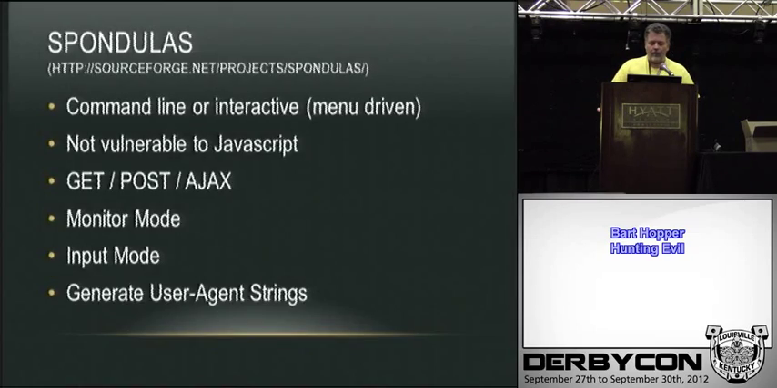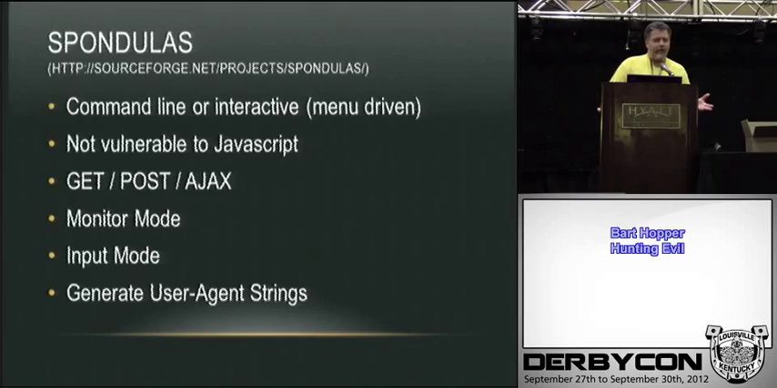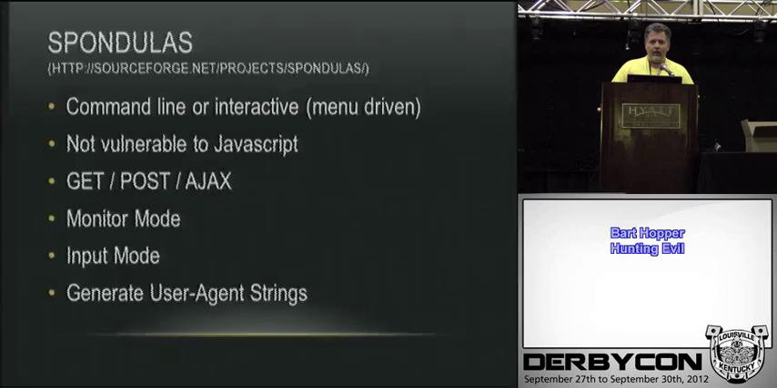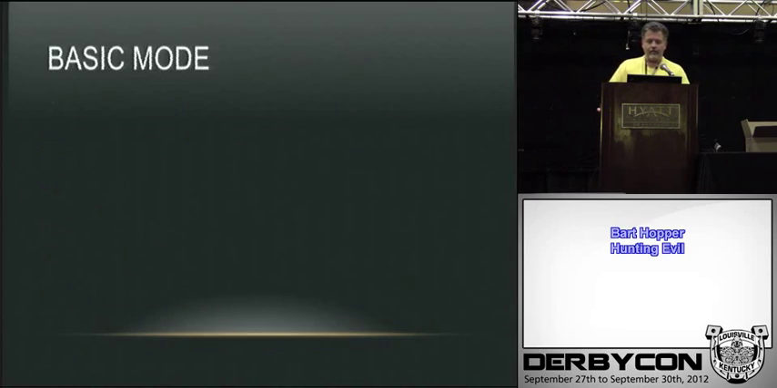Spondulus is out on SourceForge. It is a command line tool, but it does have a menu driven mode for beginners. It's not vulnerable to JavaScript, obviously, because it doesn't understand JavaScript. It supports GET, POST, and AJAX. It has a couple of features that none of the other tools I found offered, such as monitor mode, which will allow you to track changes over time. It allows you to input files, like if you receive an HTML-based email or an HTML attachment, and it gives you the opportunity to generate agent strings.